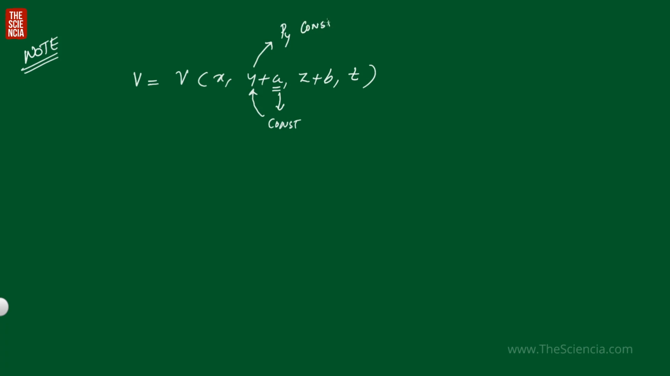Here I am going to summarize this idea. We have a potential V equal to V of x, y plus a, z plus b, and t. You can see there is a constant, that is a. If there is a constant shift, then the associated coordinate and its associated momentum, that will be py, will be a constant of motion. And see here z plus b, so b is a constant. Then the corresponding coordinate and its corresponding momentum will be conserved. And if you can see an explicit time dependence, that means you can see the t coordinate in the equation, then energy is not conserved.